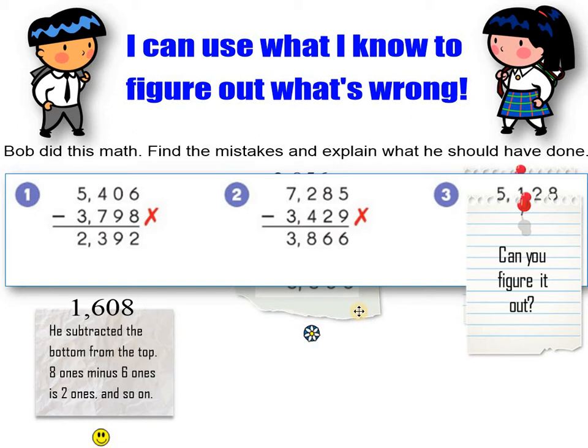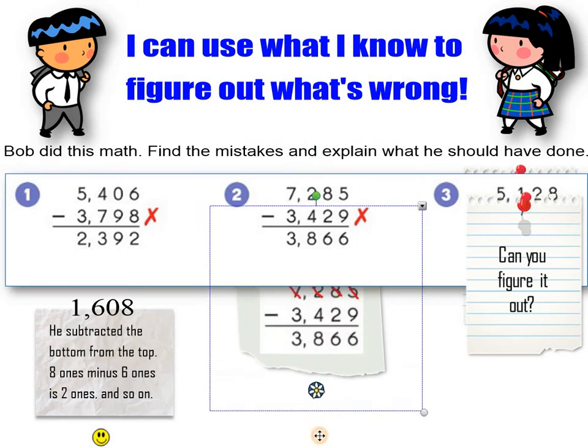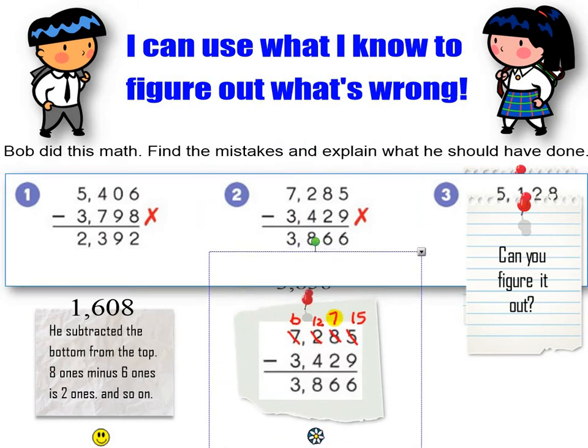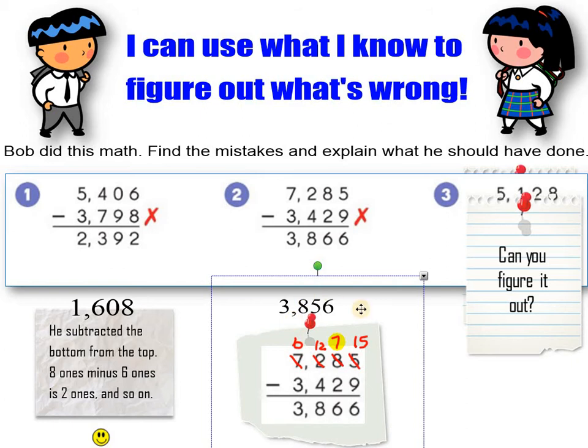So press pause. And here's the correct answer. So the correct answer is 3,856. And I hope you figured out that what Bob didn't do is that he didn't change this 8 to a 7. That was his mistake.